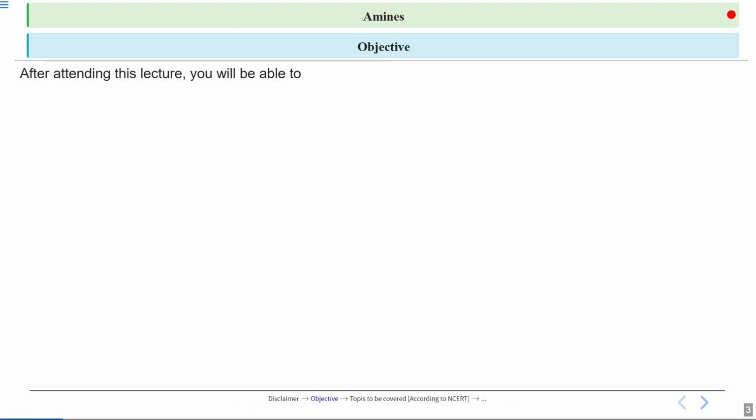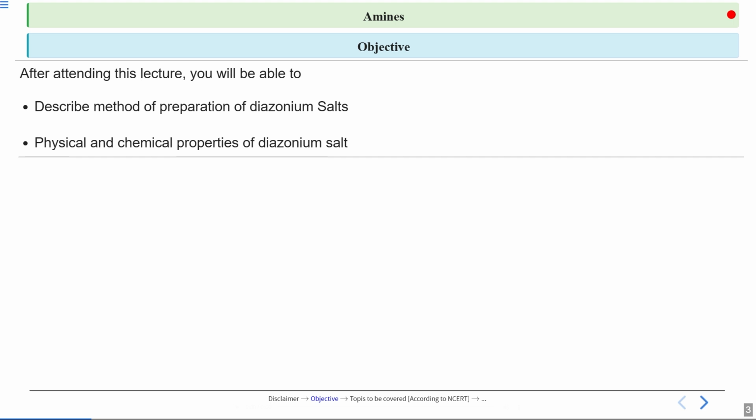So, what is the objective of today's lecture? After attending this lecture, you will be able to understand the concepts which we are going to cover today. So, today we are going to discuss the method of preparation of diazonium salts, and we are going to see the physical and chemical properties of diazonium salt.